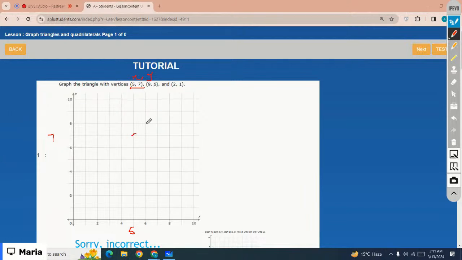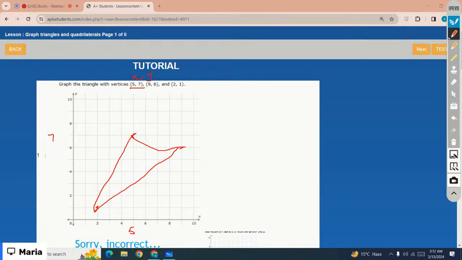Okay, the second one is 9 and 6. X is 9 and Y is 6. And the third point is 2 and 1. X is 2, Y is 1. So just join these points and make a triangle. Got it? That is the triangle, and that's how you make the graph.